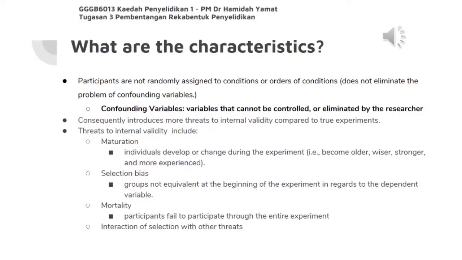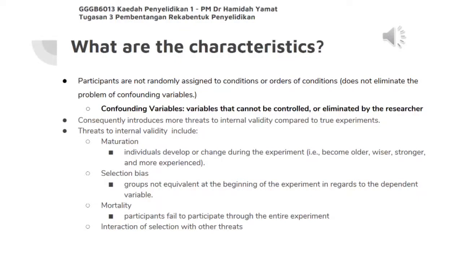Next, for quasi-experimental research design, participants are not randomly assigned to conditions or orders of conditions in research. Therefore, it does not eliminate the problem of confounding variables. These variables refer to variables that cannot be controlled or be eliminated by the researcher. As a result, this introduces more threats to the internal validity of a research as compared to true experiments.